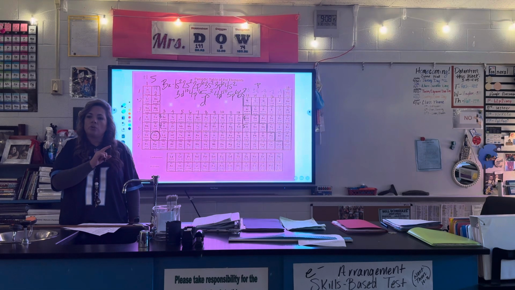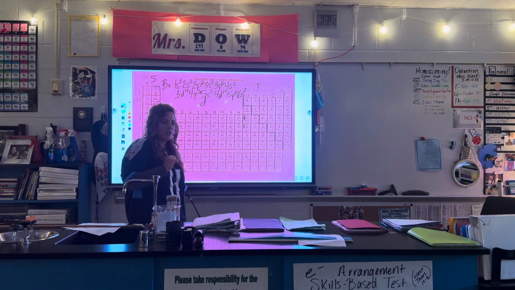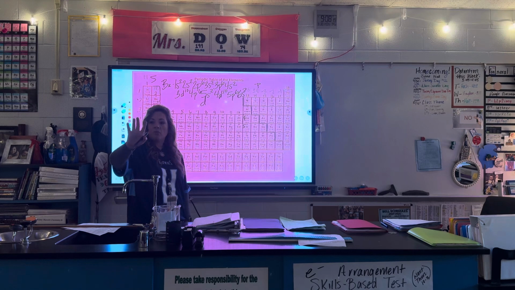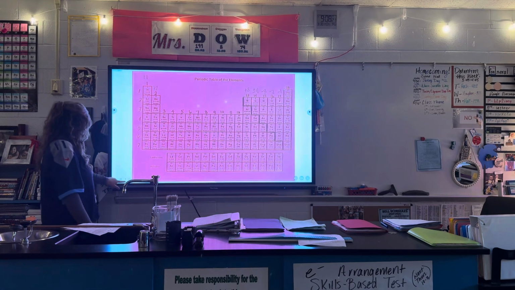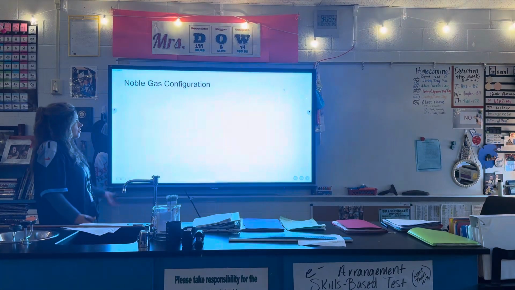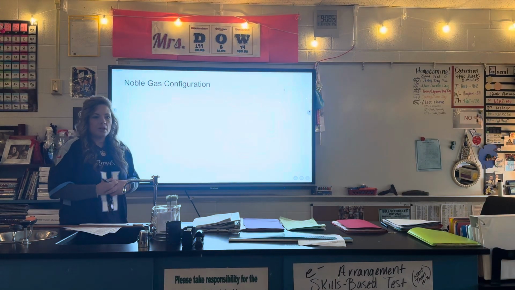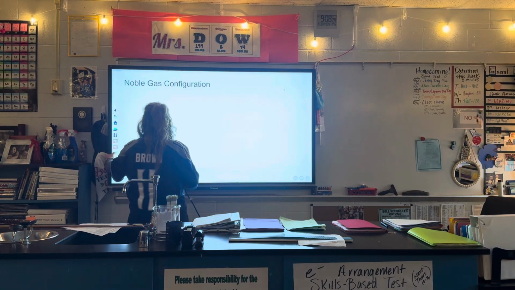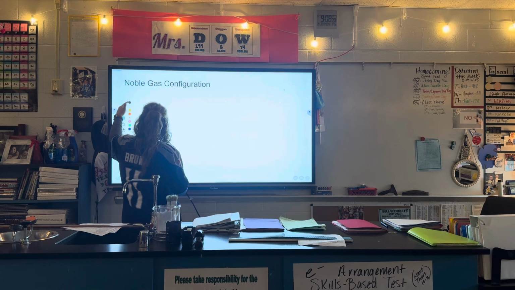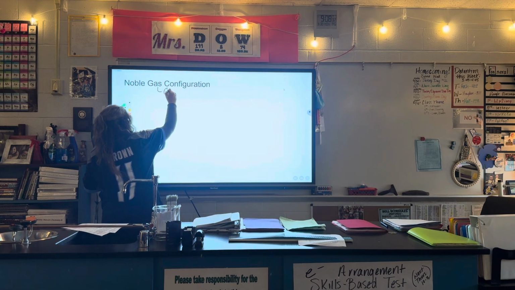Now we're gonna do the shorter way, which is called the noble gas configuration. And that's skill 4. All right, so noble gas configuration. First of all, where are the noble gases on the periodic table? All the way on the right. Yes, so what group number? 18. Yes, so these are group 18 elements.